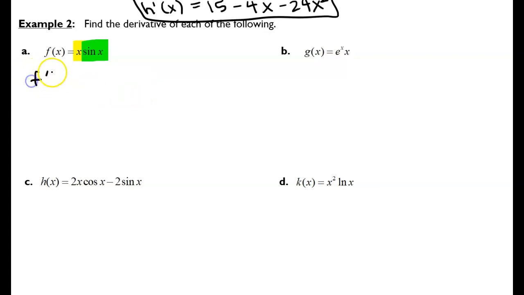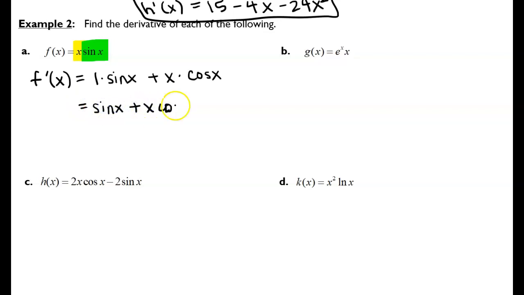So when I take the derivative, I have the derivative of the first part, the derivative of x is 1, times the second part, sine x, plus x, times the derivative of sine x, which is cosine x. We can't really simplify this too much. You could just not have the 1 there. But otherwise, that's all we can do. That's our answer. Okay, part B, same idea. We have two different functions. We have e to the x, and we have x.